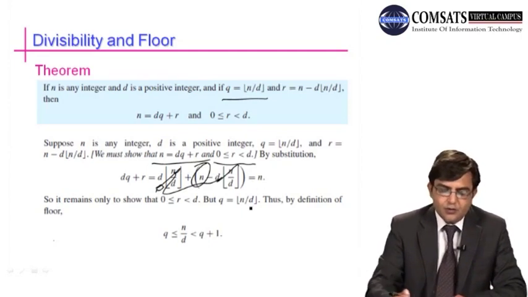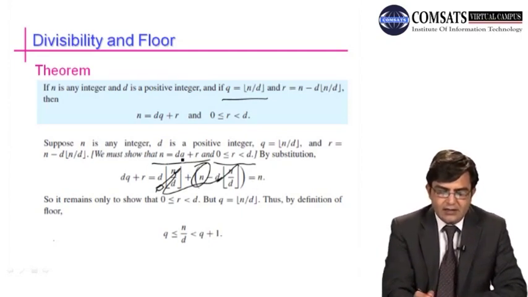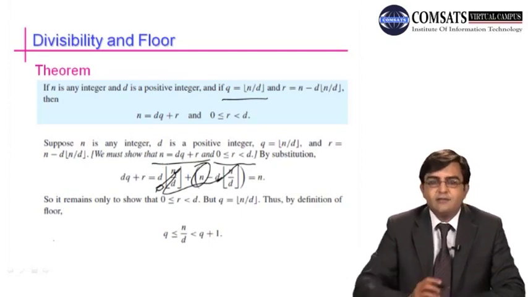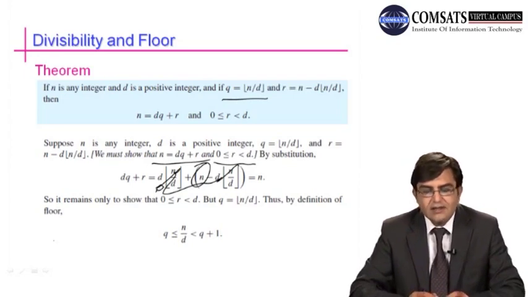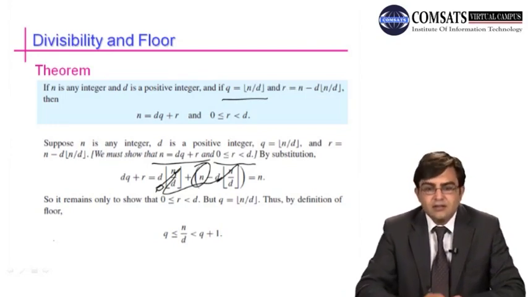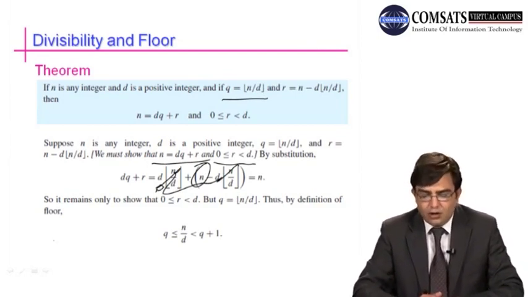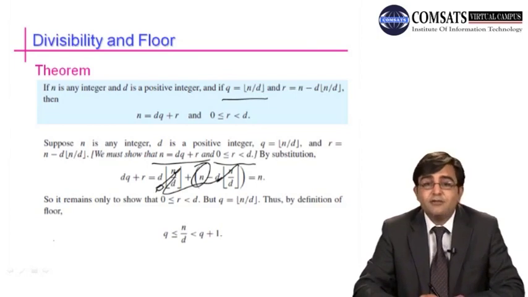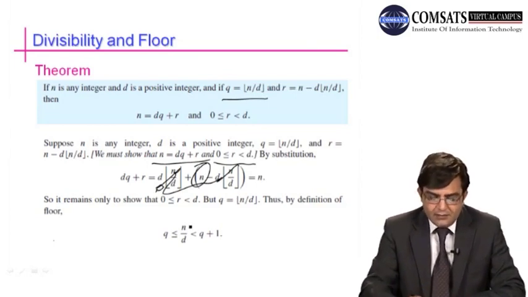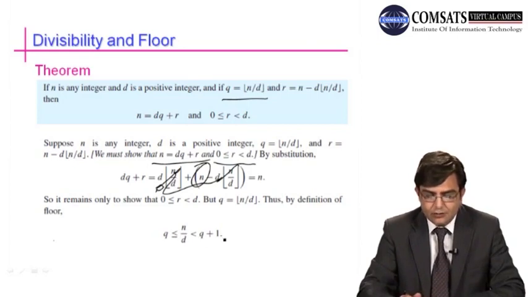So this is proof that dq plus r is equal to n. Now what is left to be proved? Now we have to prove r must be greater than or equal to 0 and less than d. As we know that q is the floor of n by d, thus by definition of the floor function, n by d must be greater than or equal to q and less than q plus 1.